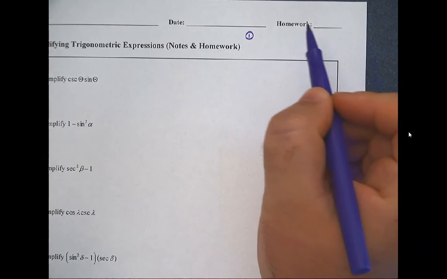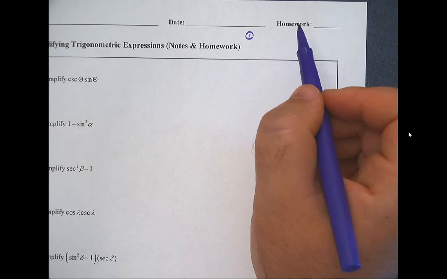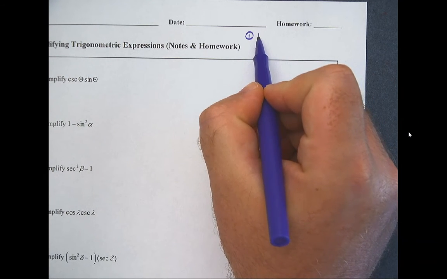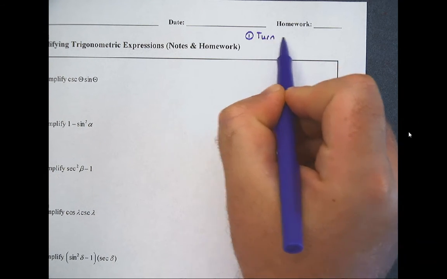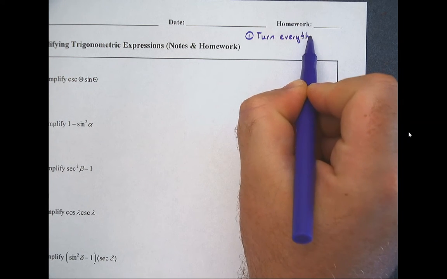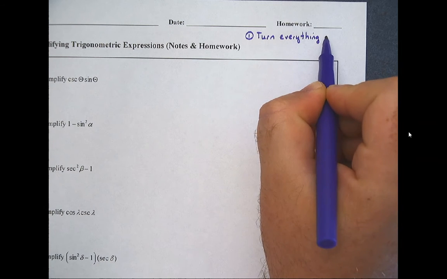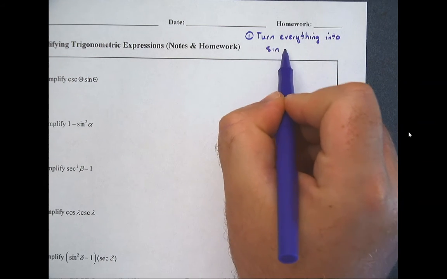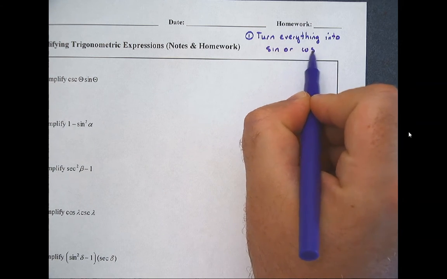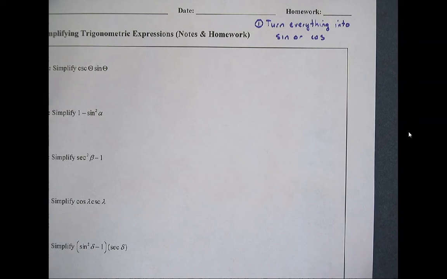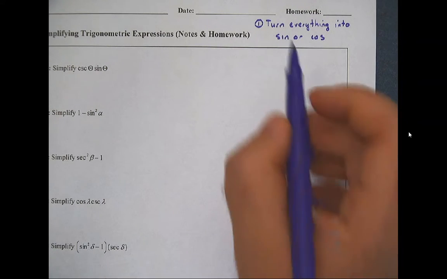And it doesn't even mean you have to do this first. I just write because there's 2 of them. 1, turn everything into sine or cosine. So that's one thing that you can start with. That's usually a good place to begin. It doesn't mean it always works, but that's a good place to begin.